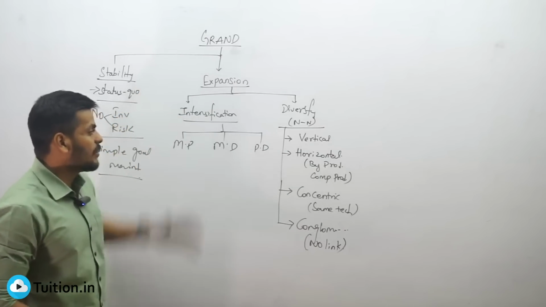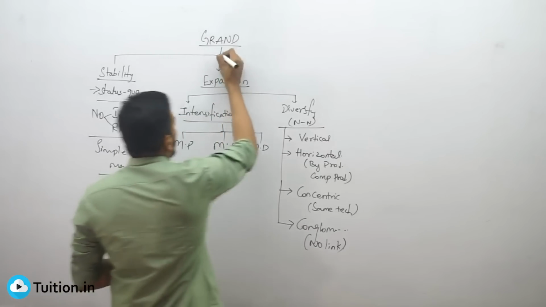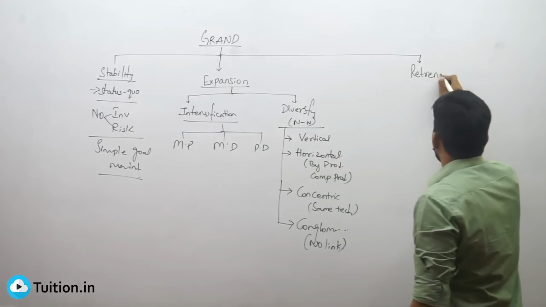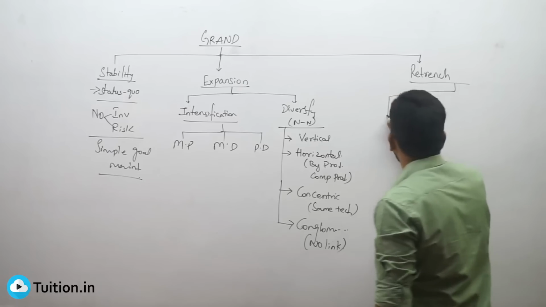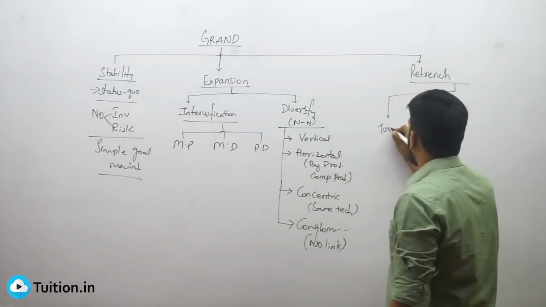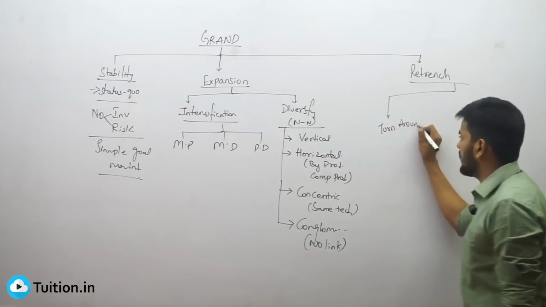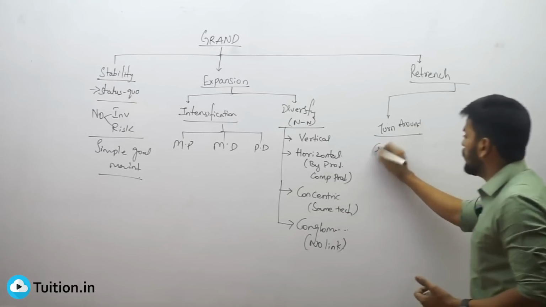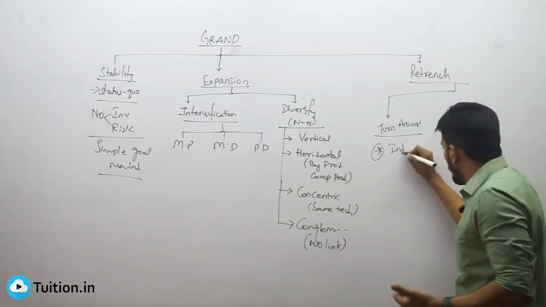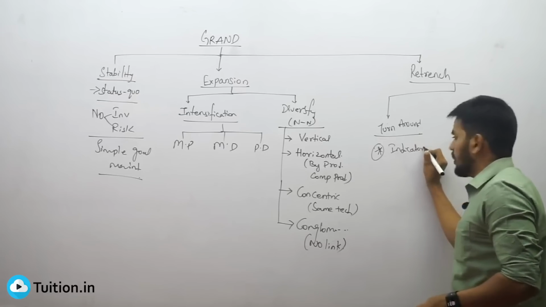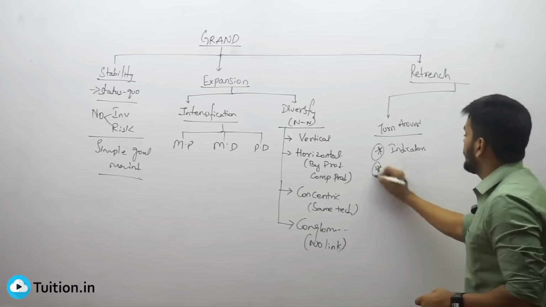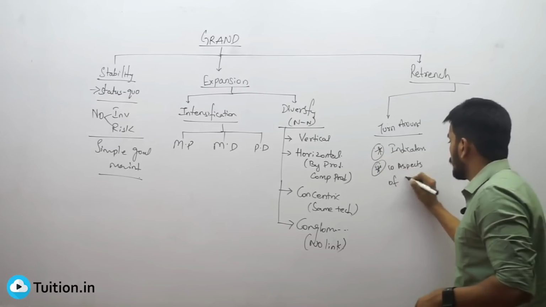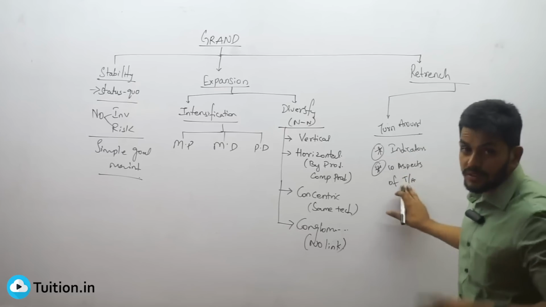That's about the expansion strategy in terms of grand strategies. And the third strategy is about retrenching, where again you have 3 alternatives. One is turnaround. What's a turnaround strategy, guys? Turnaround is giving one last chance, and in this concept I want you to know that indicators of turnaround is an important concept, and the 10 aspects of turnaround. These are 2 concepts in this. I want you guys to go through them.